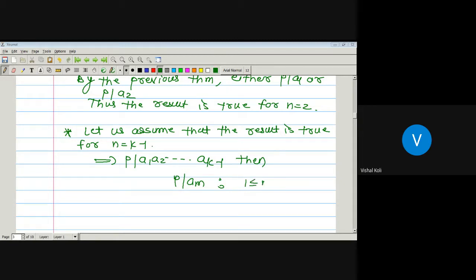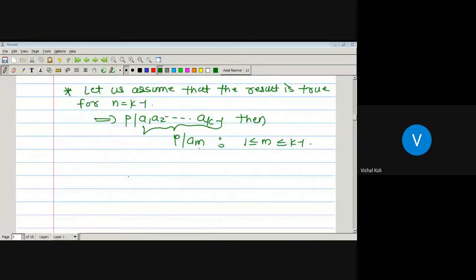1 less than or equal to m less than or equal to k minus 1, that is, m lies between 1 to k minus 1. What is this? If p divides a1 a2 up to so on ak minus 1, then p divides am for some m between 1 to k minus 1. It means it divides any among these k minus 1 integers. Okay, now the last step.